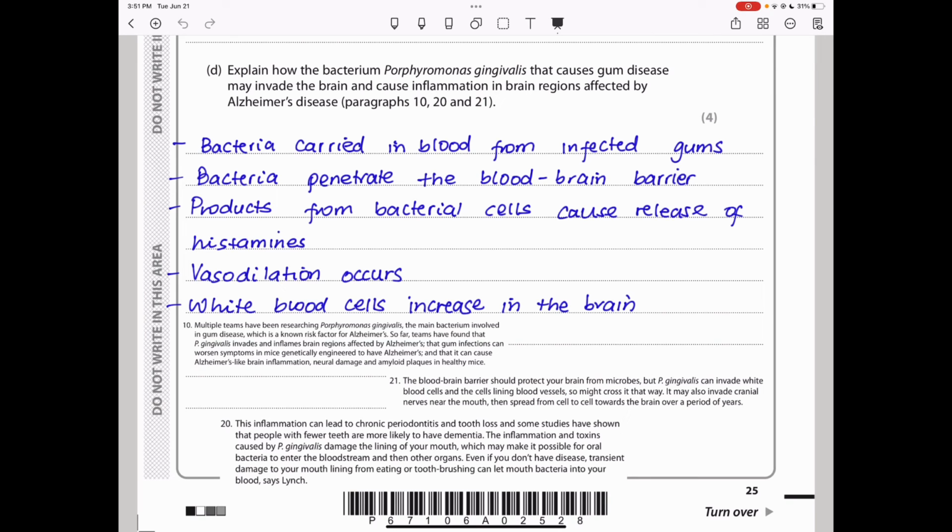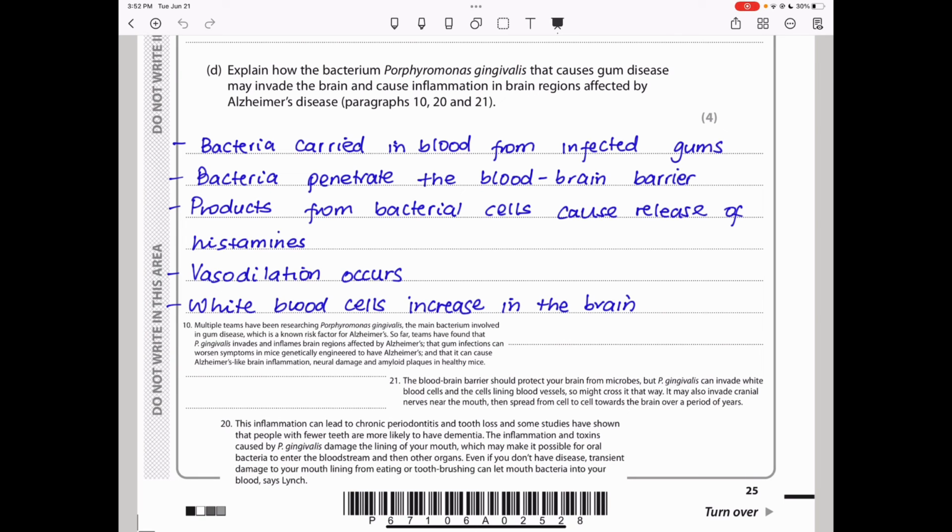So paragraph 10 says, multiple teams have been researching Porphyromonas gingivalis, the main bacterium involved in gum disease, which is a known risk factor for Alzheimer's. So 4 teams have found that P. gingivalis invades and inflames brain regions affected by Alzheimer's. The gum infections can worsen symptoms in mice genetically engineered to have Alzheimer's, and it can cause Alzheimer-like brain inflammation, neurodamage, and amyloid plaques in healthy mice.